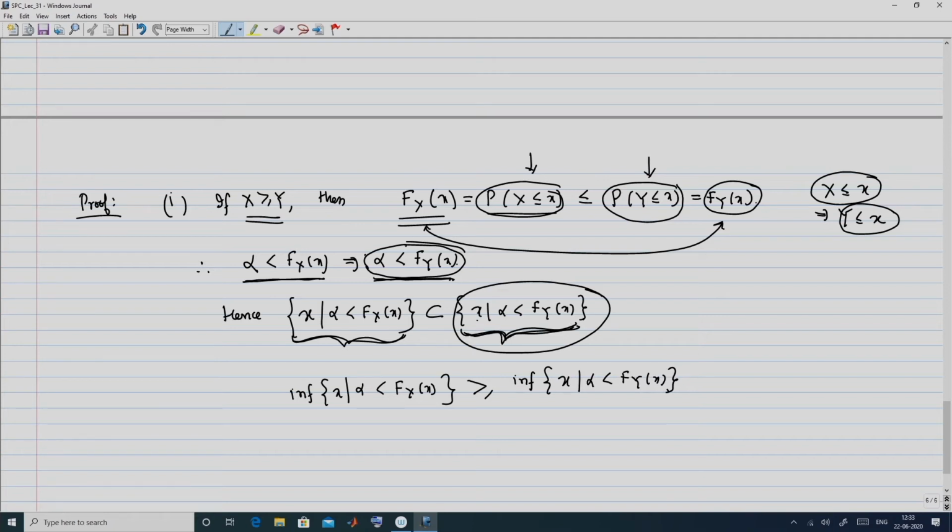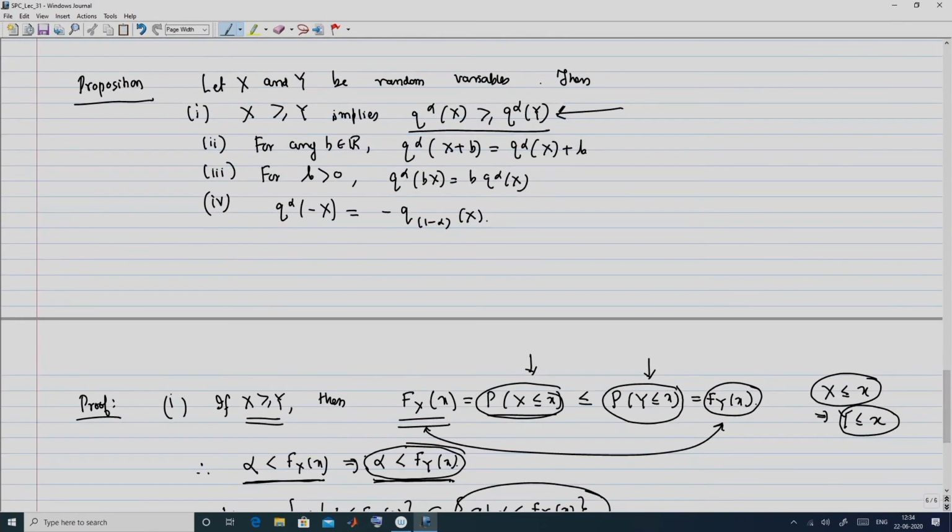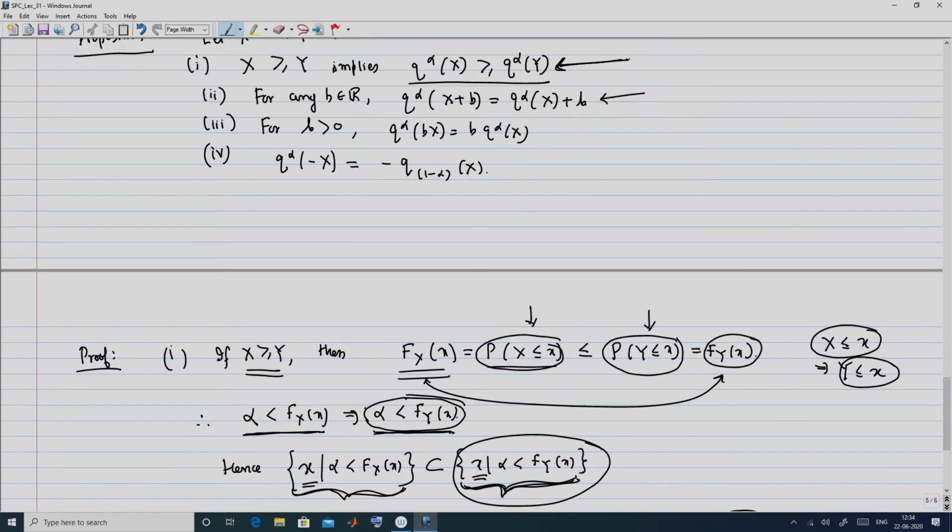So, it might actually have a smaller value of x that is not present in this set. Now, what is the infimum of x such that alpha is strictly less than F_X(x)? This by definition is q alpha of X, and the infimum of x such that alpha is strictly less than F_Y(x) by definition is the upper quantile of Y. So, what do you get? You basically get q alpha of X, the upper quantile of X, is greater than or equal to the upper quantile of Y, which is this result.